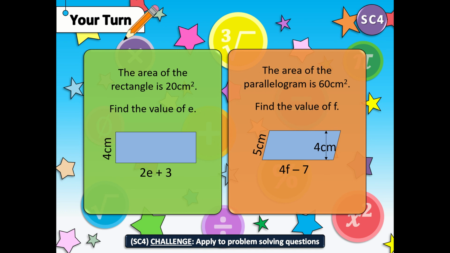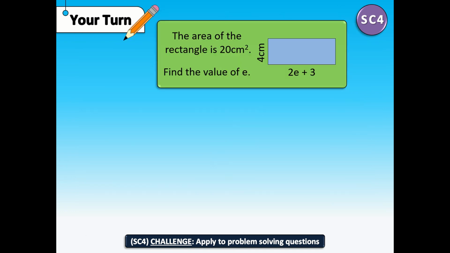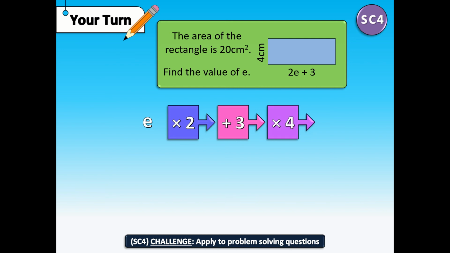So here are your answers. So for the green question, the area of the rectangle is 20 centimeters squared. So we want to find the value of E. So if we write down what we're doing to E, well, it's 2E plus 3. So we're timesing it by 2 and then adding 3. And then we're timesing that by the width, 4 centimeters, to get 20.